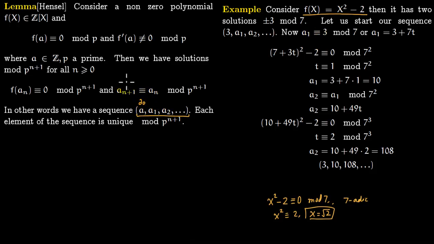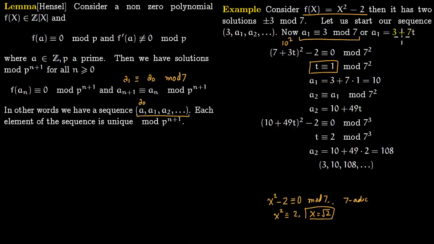So again, you have a1 is equivalent to a0, now modulo 7, and this a0 is 3, so you have this term right here, and this you can write as 3 plus 7t. So this is our equation. We want to find a1, so you plug it back into this equation, and you can see t equals 1 satisfies this. If you put t equals 1, then you get 10 square here, which is 100. 100 minus 2 is 98, which is 0 modulo 7 square. So this checks out.